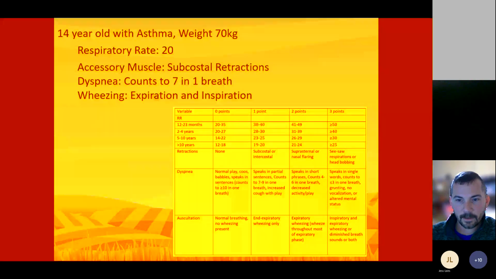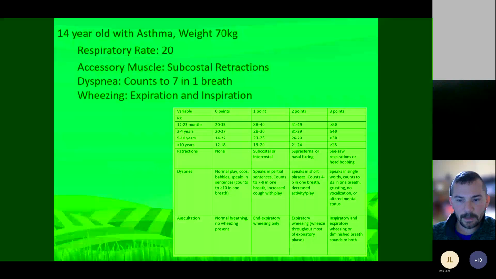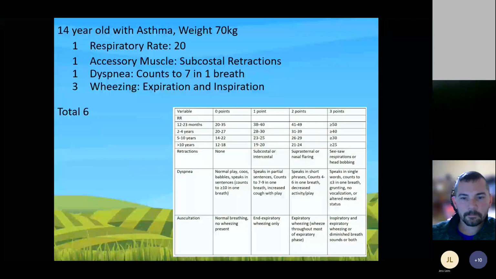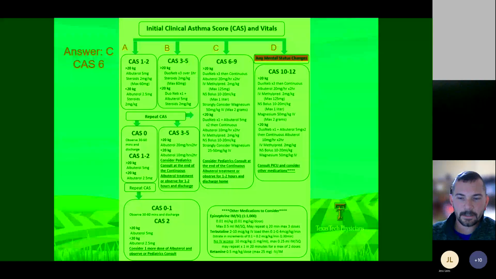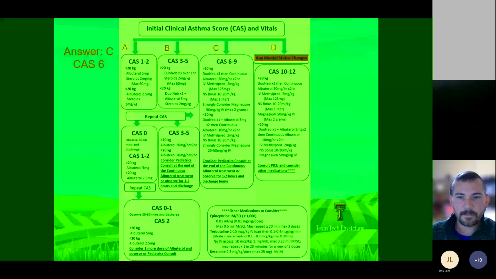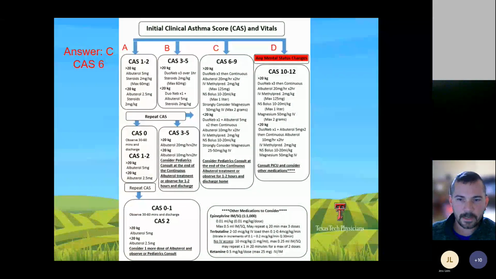Counts to 7 in one breath, so another 1 point. And expiratory and inspiratory wheezing throughout. Okay, so let's see, 1, 2, 3, 4, 5. So we have about a 5 or 6 here. With that, our CAS of 6, obviously great. I don't know if your facilities have guidelines, but again, this is a good method of how we go around and treat.